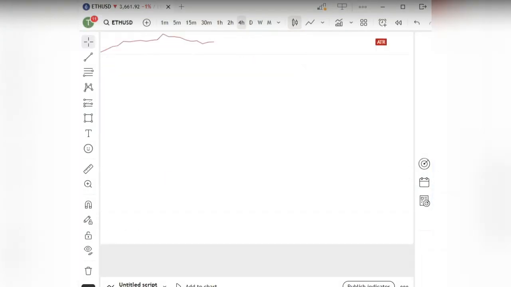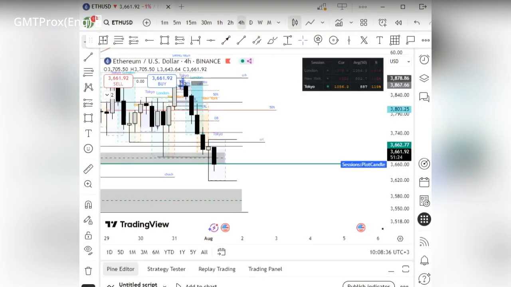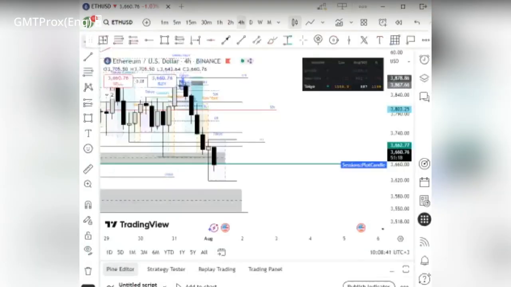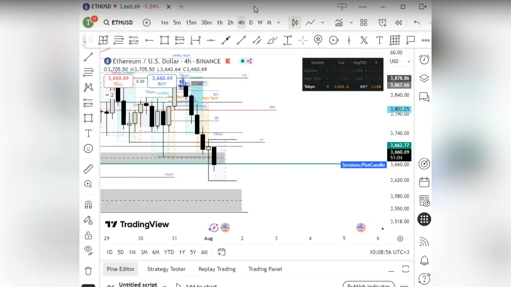Okay, so today I'm going to share with you a little knowledge about one of the strategies which I'm using, and this strategy is called the CRT. Okay, it is called the CRT. That's the strategy we are going to discuss.